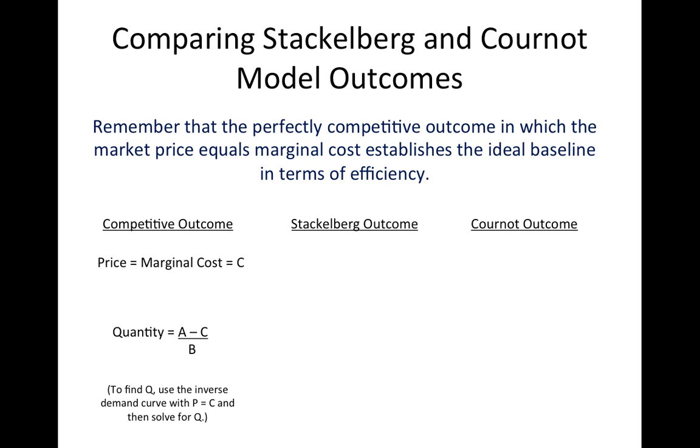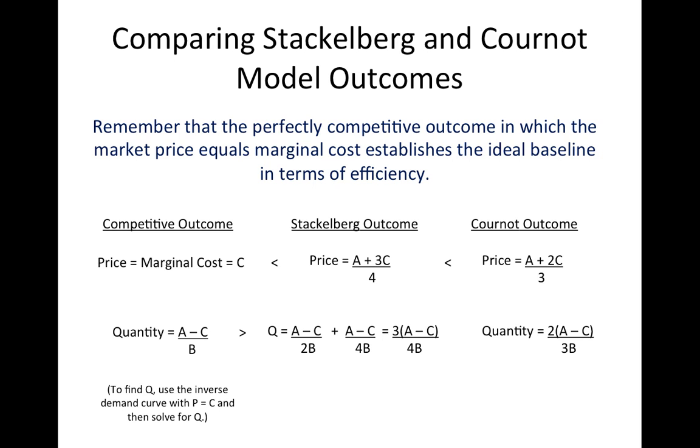In the Stackelberg outcome, the market price is (A plus 3C) over 4, and the market quantity is 3/4 times (A minus C) over B. Thus, the Stackelberg outcome results in a lower quantity and higher price than the competitive outcome, which means that the outcome is less efficient. The Cournot equilibrium results in a price of (A plus 2C) over 3, which is larger than the Stackelberg price, and a quantity of 2/3 times (A minus C) over B, which is smaller than the Stackelberg quantity.